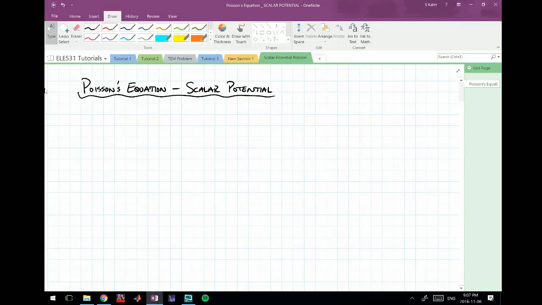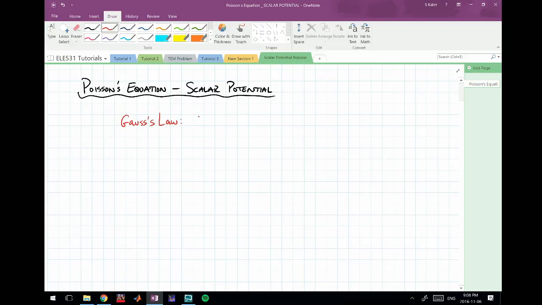So in last week's tutorial, we derived the vector Poisson's equation. And somebody asked the question, what does the scalar potential version of Poisson's equation look like? So in this video, we're going to look at the scalar potential version of Poisson's equation. The starting point will be Gauss's law, or like in most cases, Maxwell's equations.